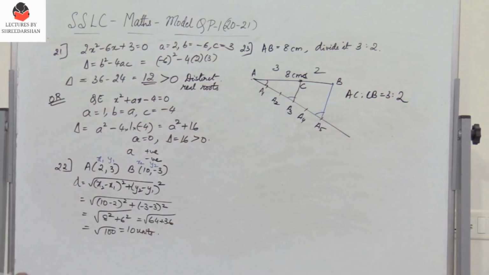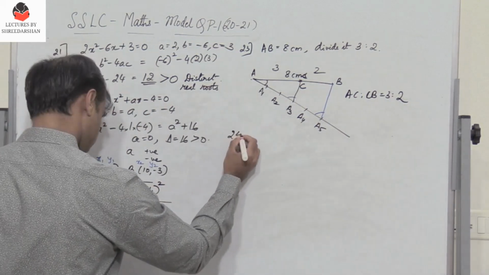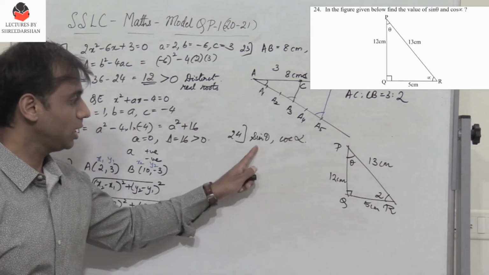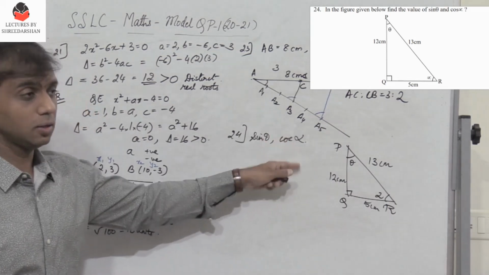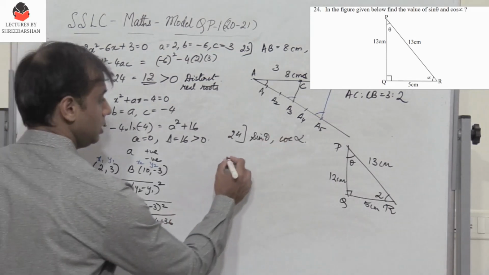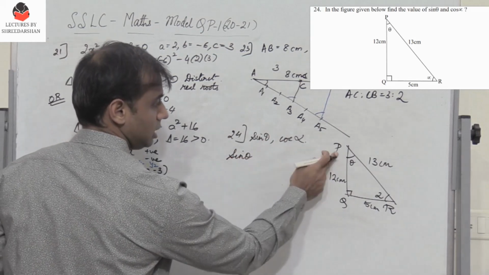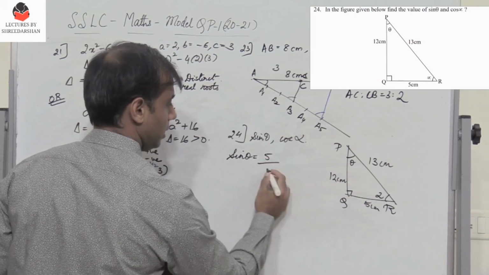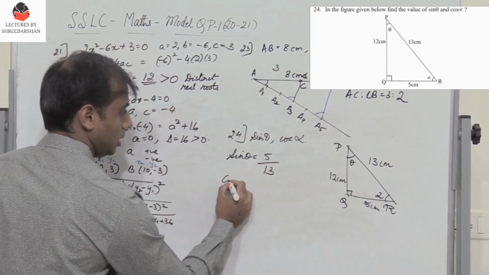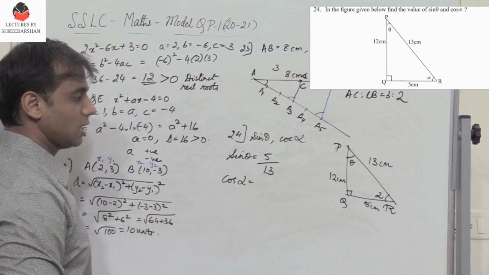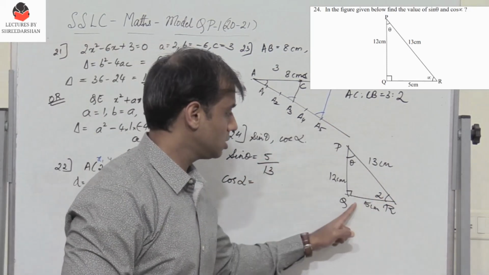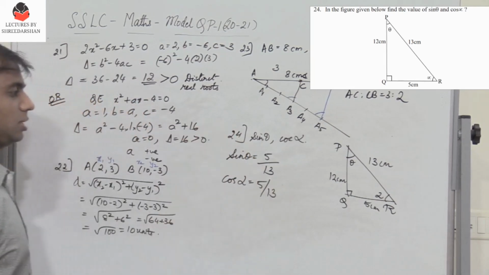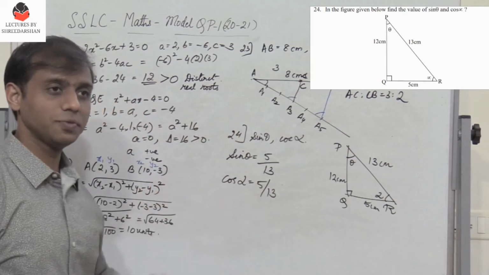Alright, so now let's move on to problem 24. So in problem 24, given the figure, we need to find sine theta and cos alpha. Now what is sine theta? So this is angle theta here. Sine theta is opposite side, which is 5, divided by the hypotenuse, which is 13, and then cos alpha. Now this is angle alpha here. So adjacent side is 5 and then the hypotenuse is 13. So sine theta is 5 by 13 and cos alpha is 5 by 13.